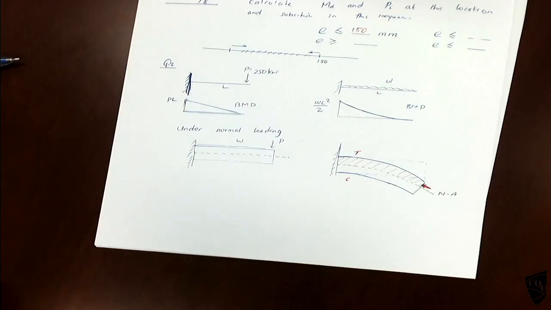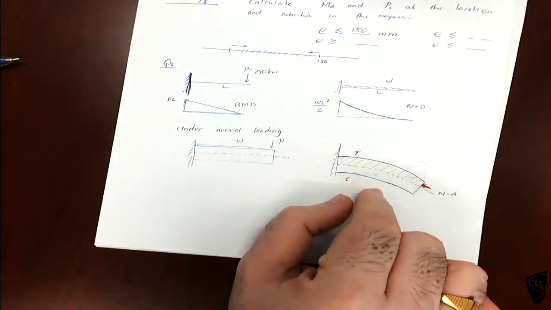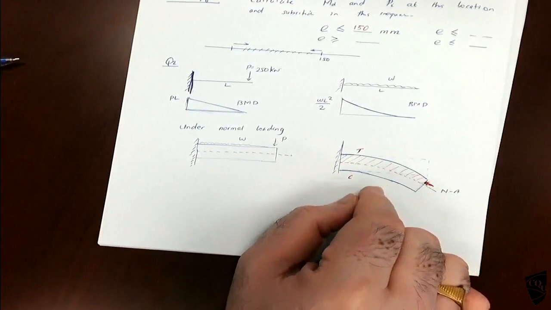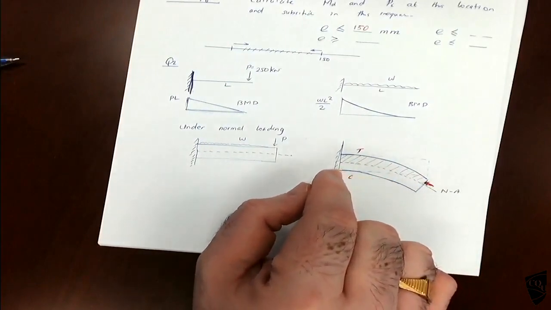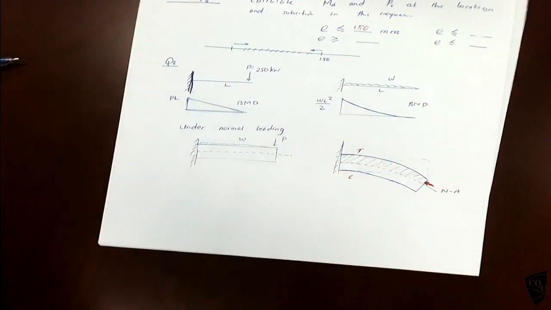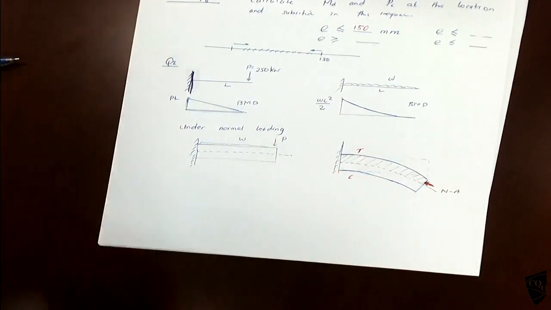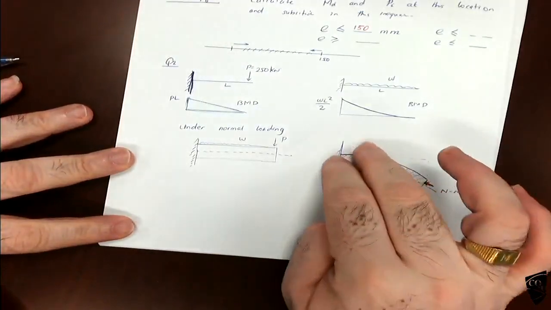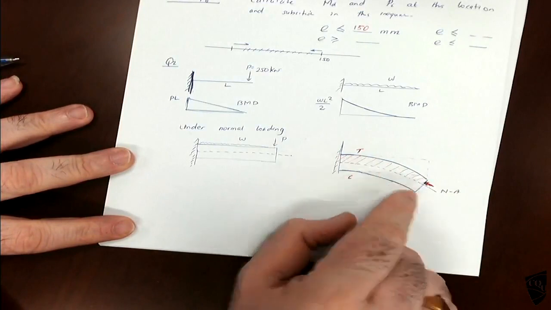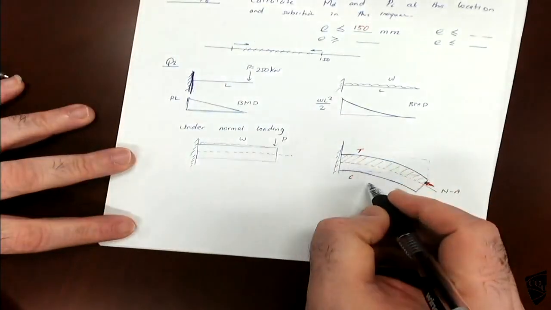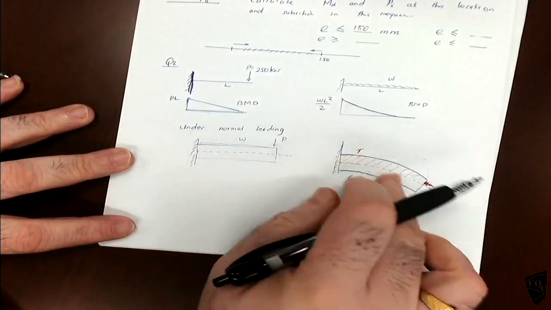So if we apply the compression on the top, this is the deflected shape under service. Yeah. This is the deflected shape under normal service load. So at transfer, how will that look? Because this is the curvature under the normal service load.